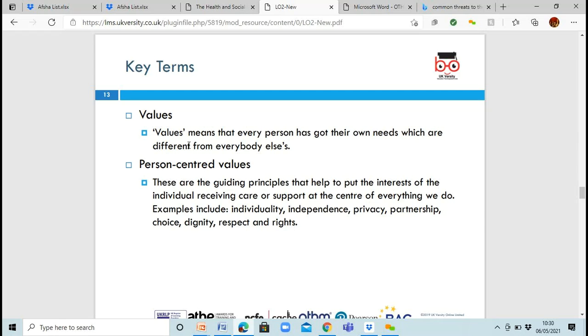So person-centered values are here. They're just guiding principles that help you to put the interests of every individual that receives your care or support at the center of everything. So person-centered care is you putting that person right in the center. They're the main focus. So everything that you do is to help them, to make sure that their health and their needs are being met. Examples of this are making sure that their individuality, independence, partnership, privacy, choice, dignity, respect and rights are being met.